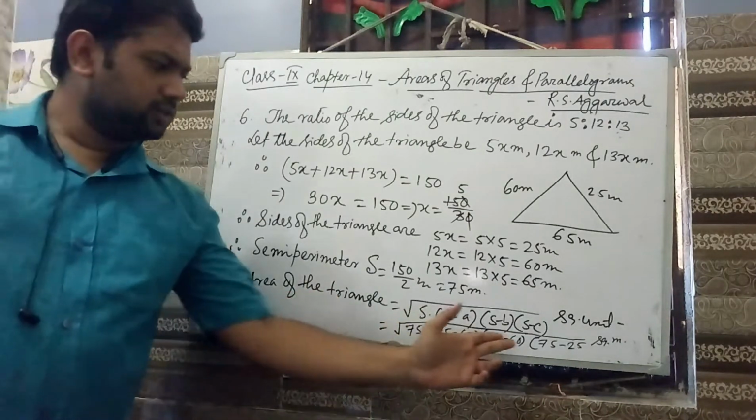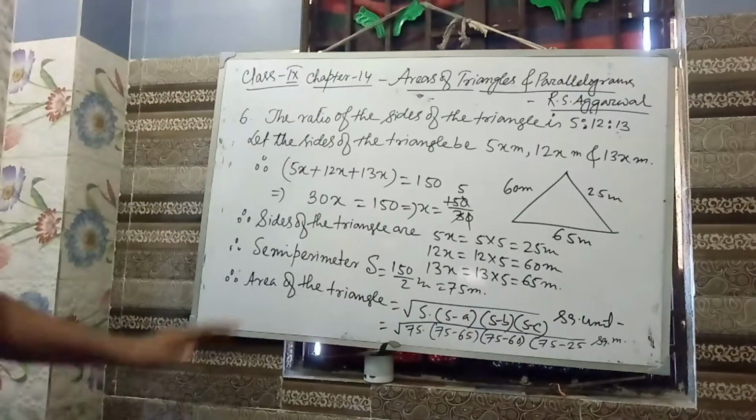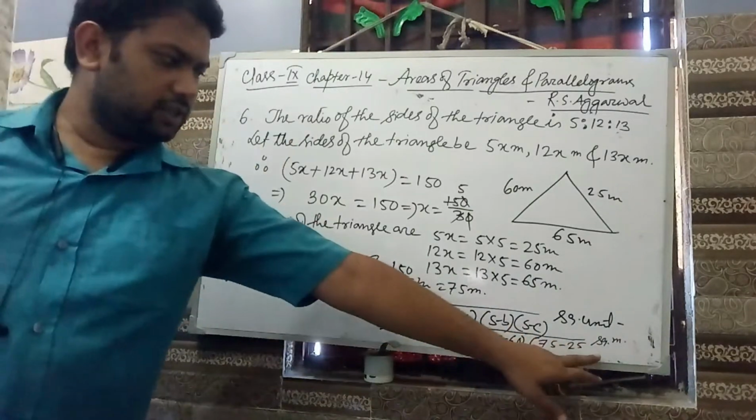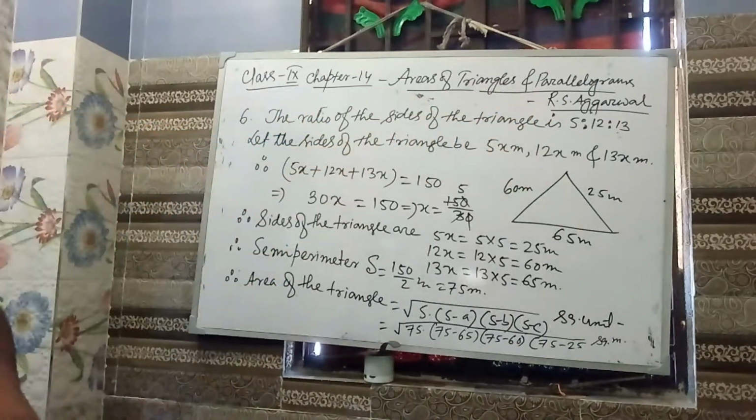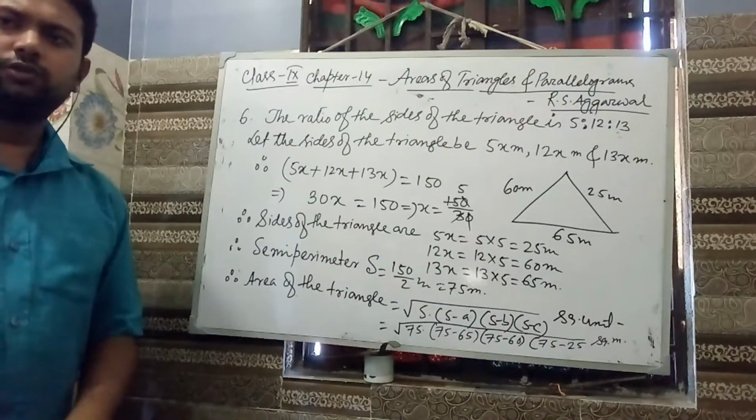So you have to calculate this one. If you are done up to this step, I will be rubbing this portion. Do it fast. I am giving you 2 minutes.